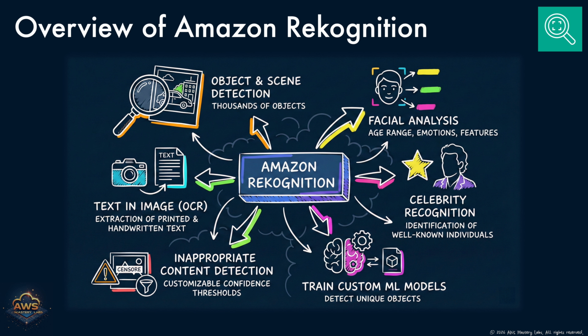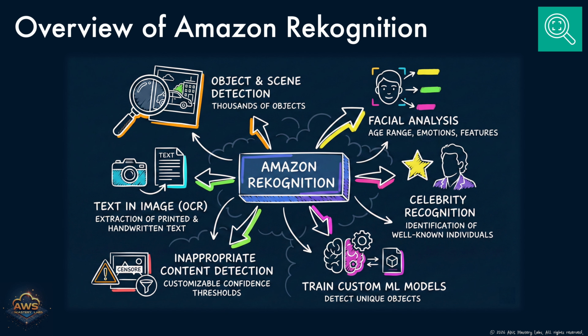Another key feature is facial analysis. Rekognition can detect faces in images and videos, and then analyze various attributes such as estimated age range, gender, emotions like happiness or surprise, and even facial landmarks like eyes and nose positions. For media and entertainment use cases, Rekognition provides celebrity recognition, identifying thousands of well-known public figures in images and videos, useful for archiving, indexing, and enhancing viewer experiences.